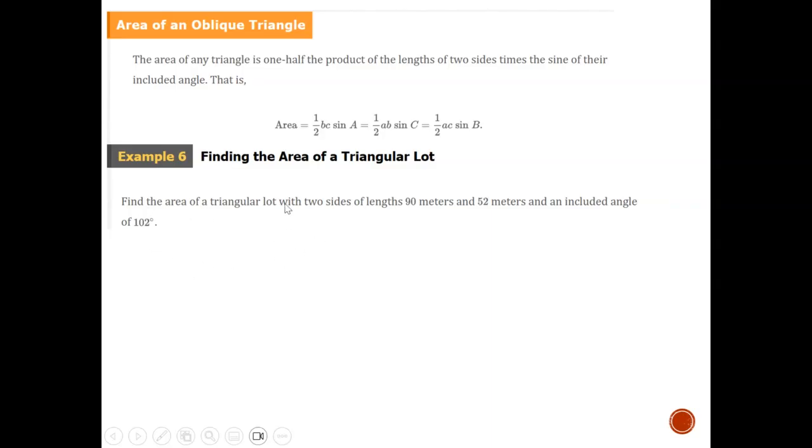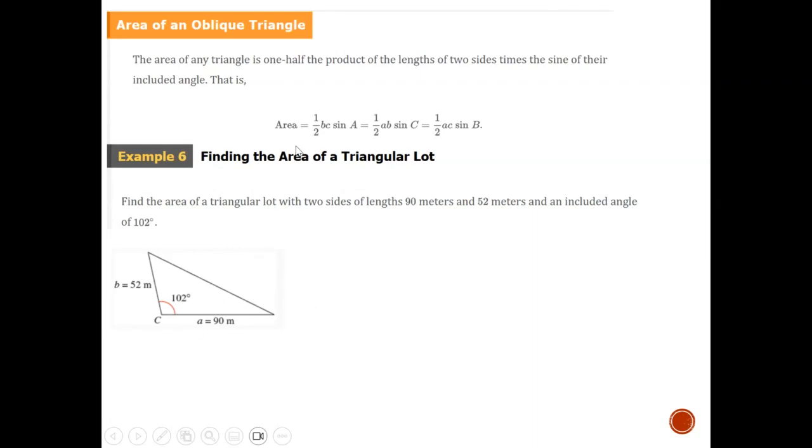Example 6. Finding the area of a triangular lot. Find the area of a triangular lot with two sides of 90 meters and 52 meters, and the included angle is 102 degrees. That's a picture of it. Since this is first, I call this side A, which is 90 meters. The 52 will be side B, 52 meters, and the angle is 102.